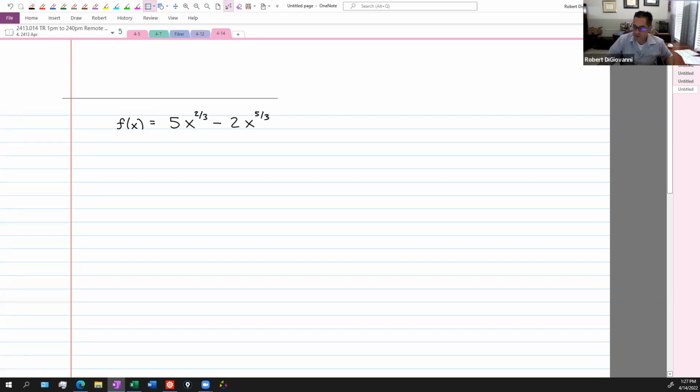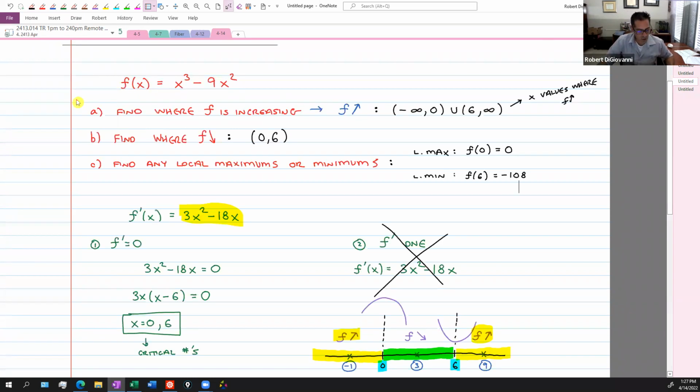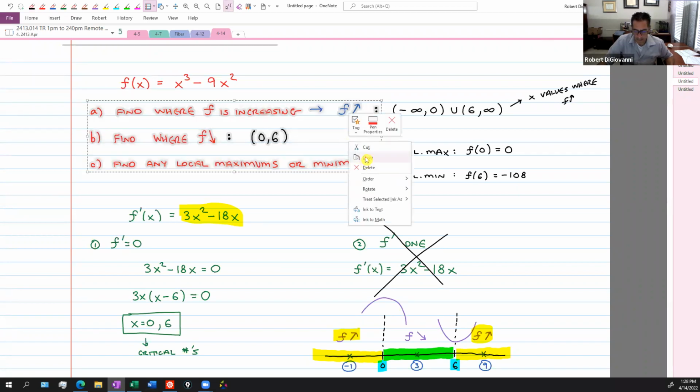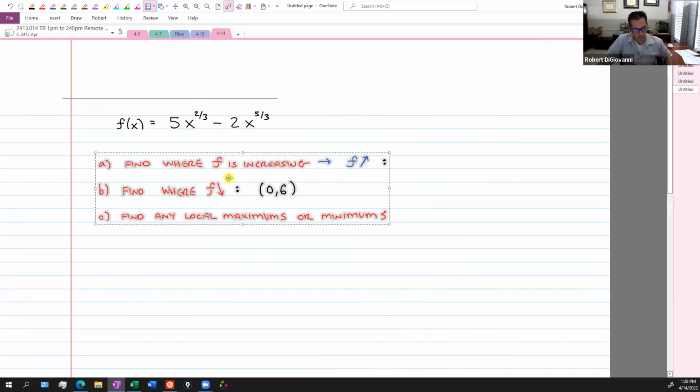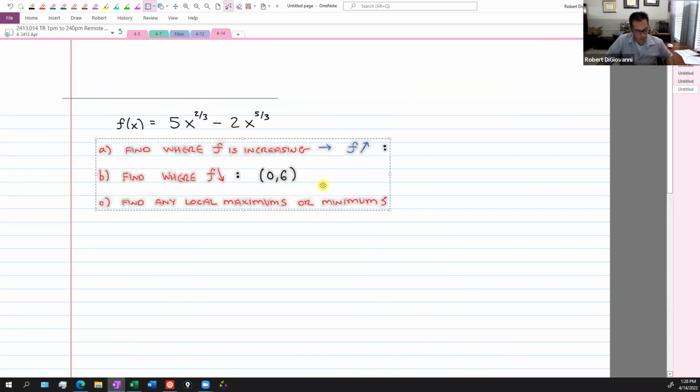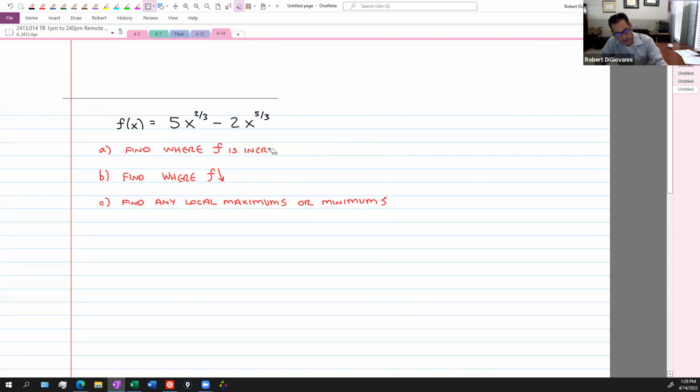And I want us to do the same thing that we just did. So same instructions here. I'm just going to copy them. So I want to know where f is increasing. I want to know where f is decreasing. And I want to know any local maximums or minimums. All right, well, we need a derivative, right? So we start with that. So go ahead and get your derivative.